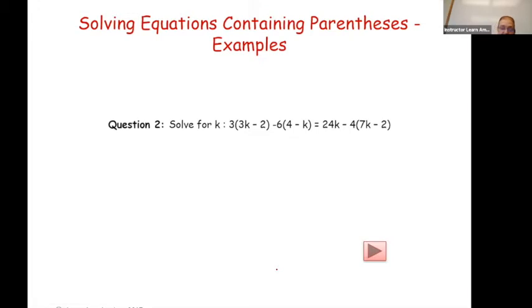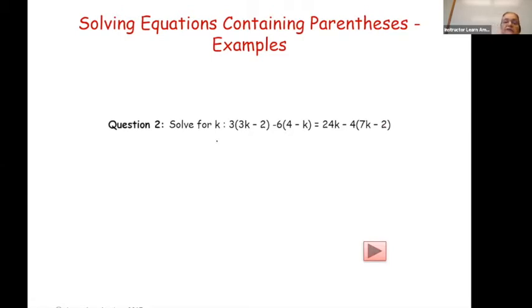Let's look at another example in solving an equation involving parentheses. Okay, solve for k. 3 times 3k minus 2 minus 6 times 4 minus k equals 24k minus 4 times 7k minus 2. Okay, what do we have to do first? If you said distribute, you would be correct.